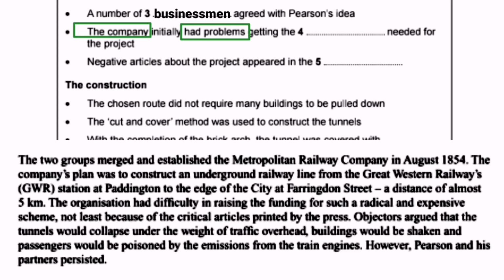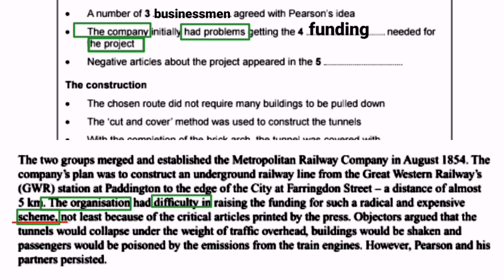In the third paragraph of reading passage 1, line 4, the organization had difficulty in raising the funding for such a radical and expensive scheme. Organization is the keyword in the paragraph, which is a similar meaning word to company. Difficulty is similar meaning word to problems. Radical and expensive scheme is the similar meaning word to project. Right now we have only one word left in the reading passage, that is funding, which is not available in the question number 4. So we can write the word funding as the answer of question number 4.